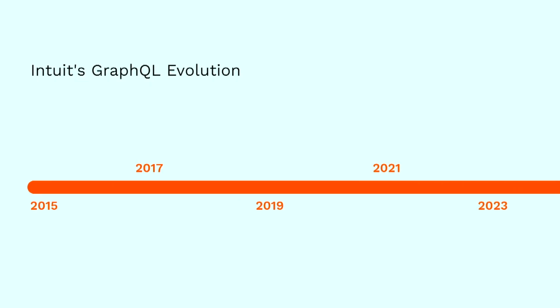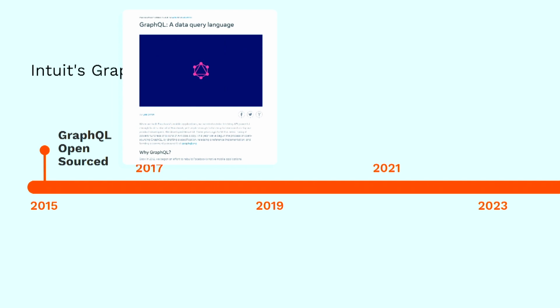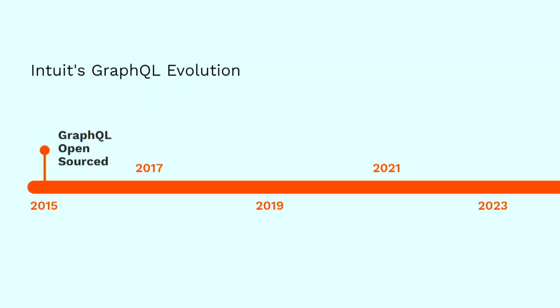Okay. Before I get into the new GraphQL gateway and why we did that, it would be better if you could tell the evolution of GraphQL at Intuit through this timeline. In 2015, GraphQL was open sourced. During this time, one of our flagship product teams was revamping its API. And GraphQL was the right fit for them, and they adopted it, one of the early adopters.